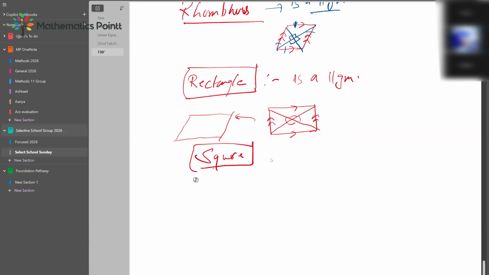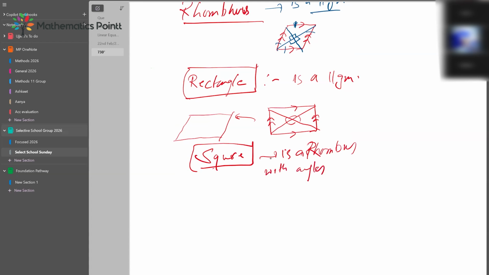A square is a rhombus. Square is a rhombus with angles of 90 degrees. Finish. So what was a rhombus? A rhombus was all four sides are equal.